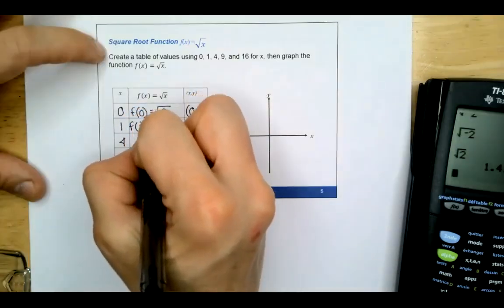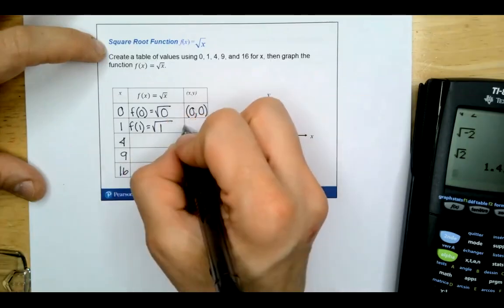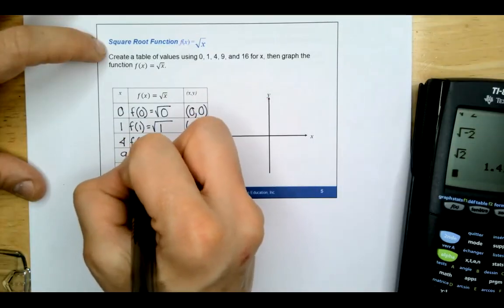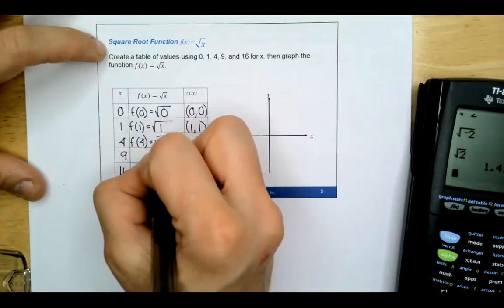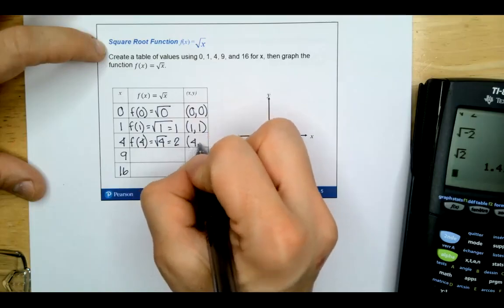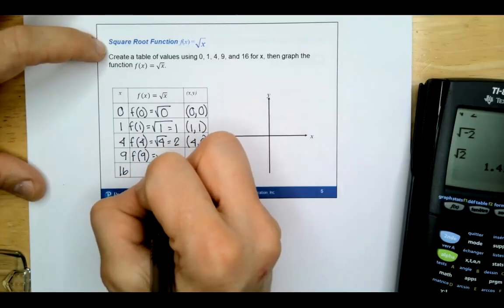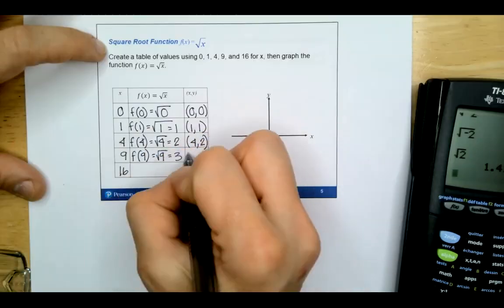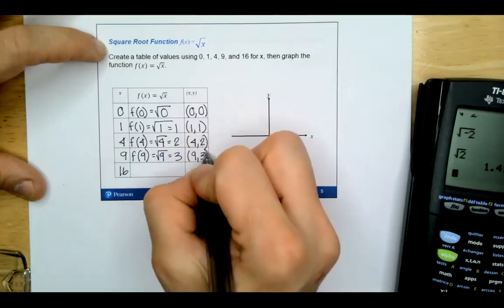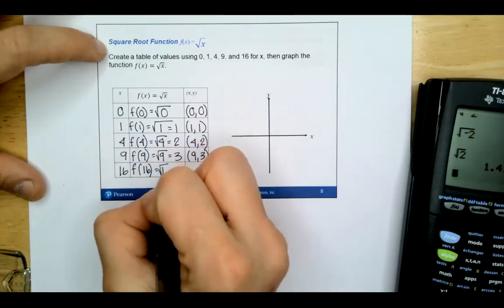The square root of 1, so we just take the x and put it under the radical. The square root of 1 is 1. The square root of 4 is 2. The square root of 9 is 3. The square root of 16 is 4.